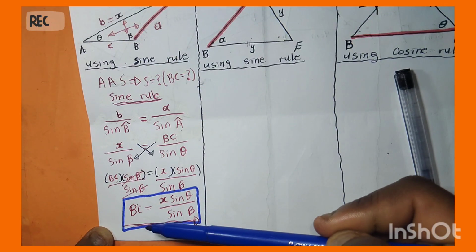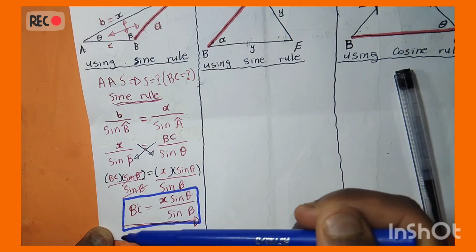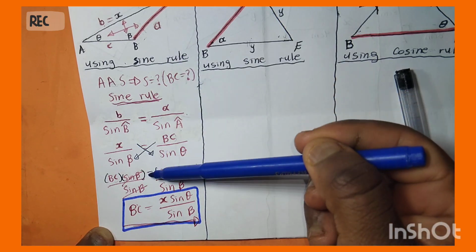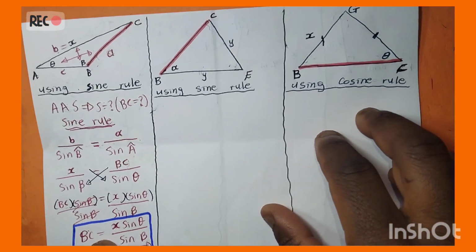And they will need you to do what? To prove that BC is equal to this thing. For you to prove that BC is equal to this is the approach that you should take. Do you see? Yeah. So now let's come to the next one.